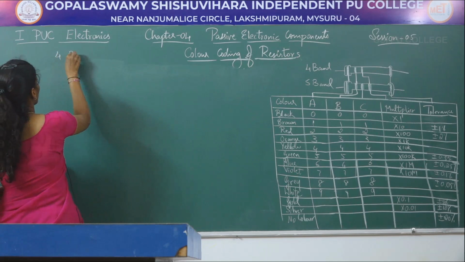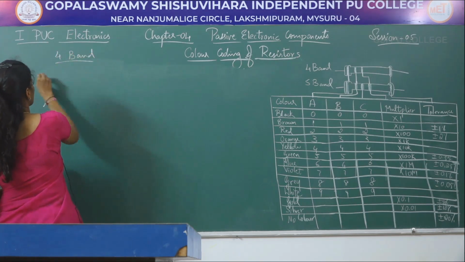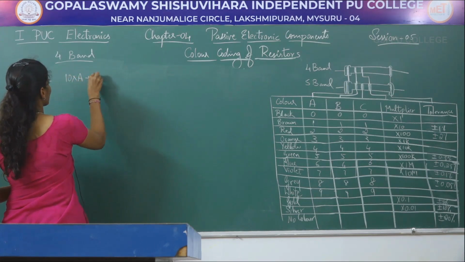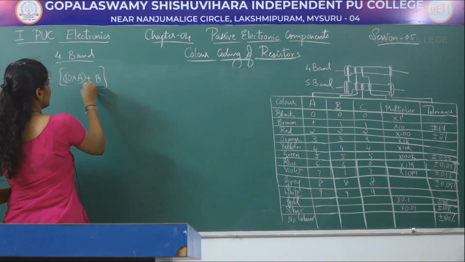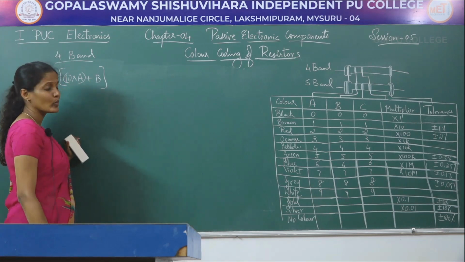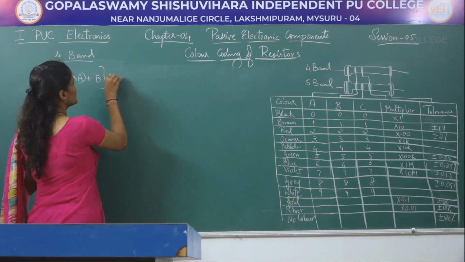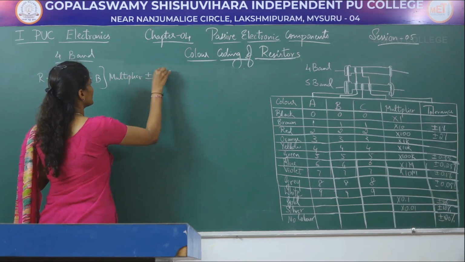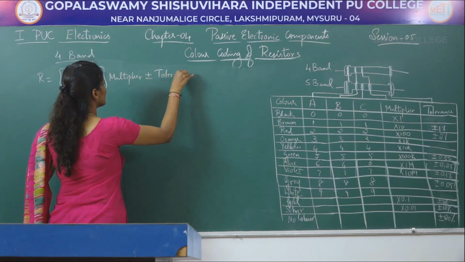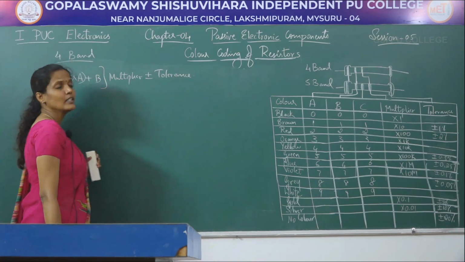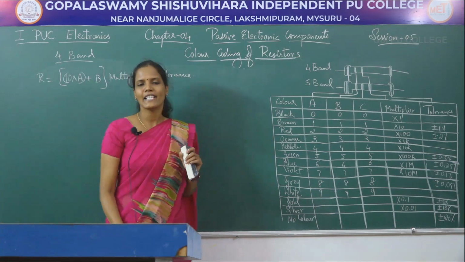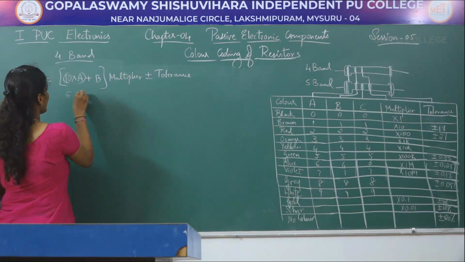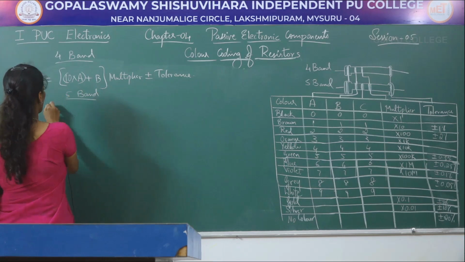For 4-band, the resistance R will be equal to 10 into A plus B, 10 must be multiplied with A plus B, into multiplier, plus or minus tolerance. So this is the formula we are going to use in order to identify the resistance value of the given resistor. Similarly, for 5-band resistors, we are having a formula like this.